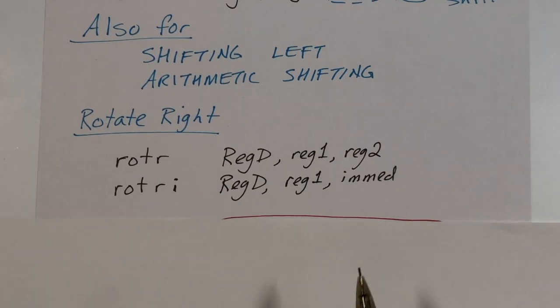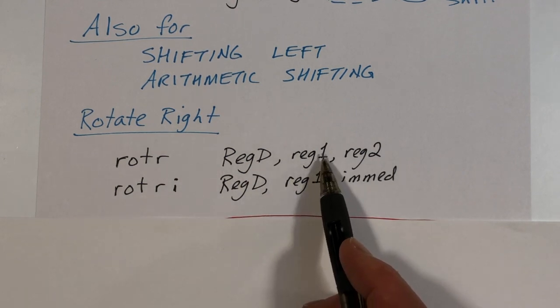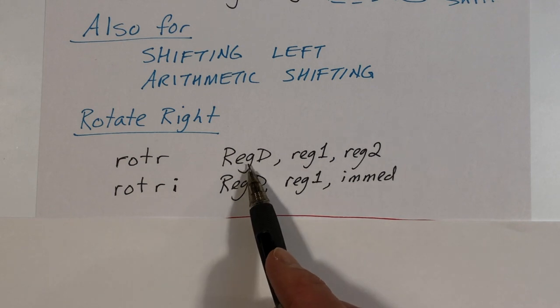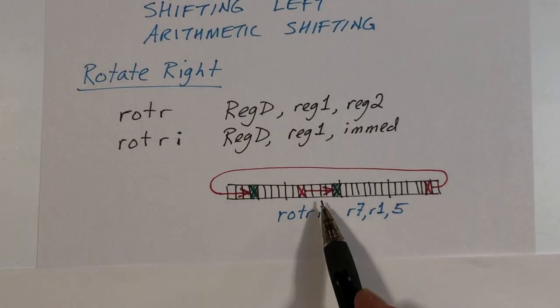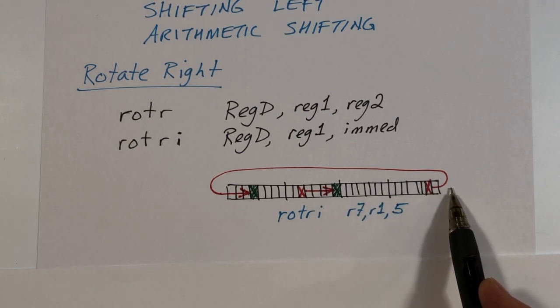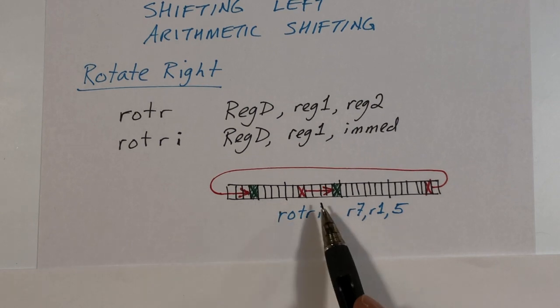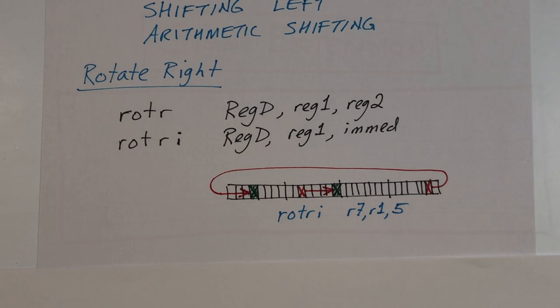There is a rotate instruction which takes a value in a register and moves it into register D after rotating it around. And by rotating it, we mean, for example, when bits are rotated out of the right end or the least significant end, they go around and get shifted into the most significant end. So here's an example of shifting 5 bits to the right.